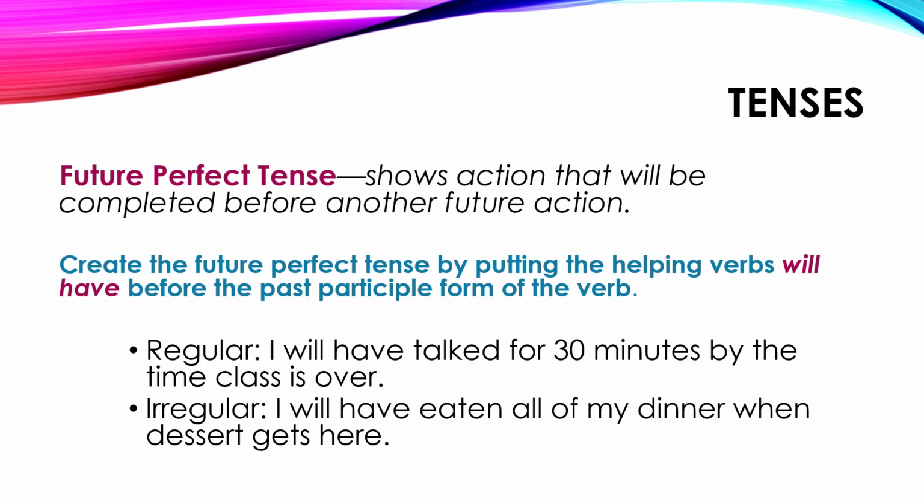For an irregular verb, I will have eaten all of my dinner when dessert gets here. Again, the dessert getting here is in the future, but the eating takes place before that. So that's why it's the future perfect tense.